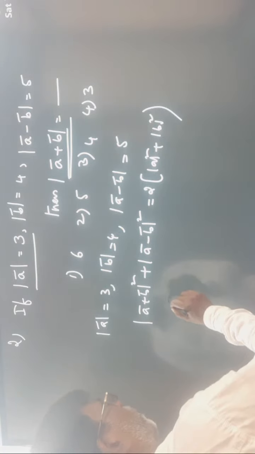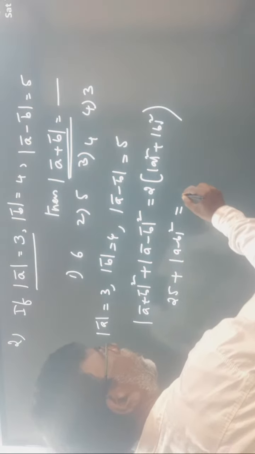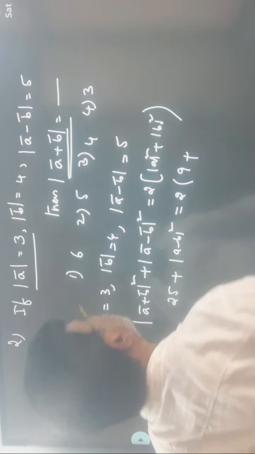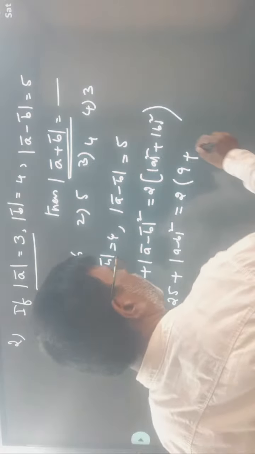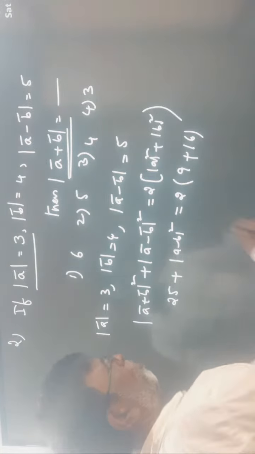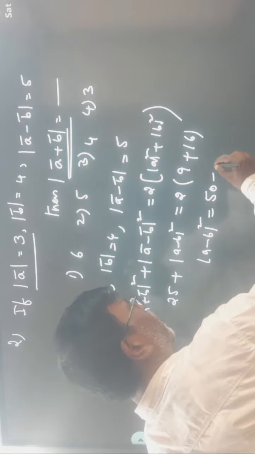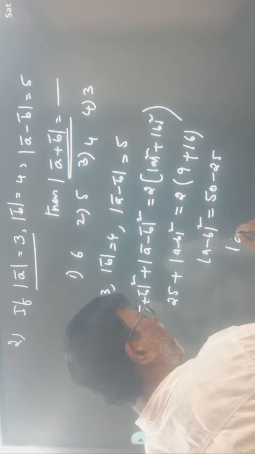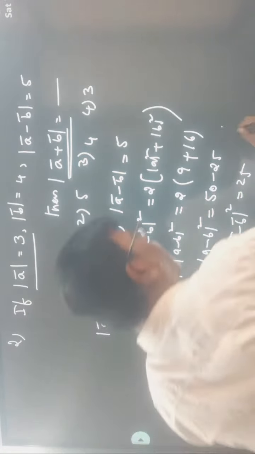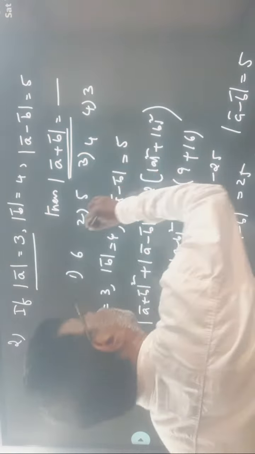Mod a minus b whole square is 5 square, 25. Then 2 into mod a square plus mod b square: 3 square is 9, 4 square is 16, so 25, and 25 into 2 is 50. Mod a plus b whole square, 50 minus 25, that is mod a bar plus b bar whole square equals 25. Mod a plus b gives the value 5. Check the value. Second is the correct answer.